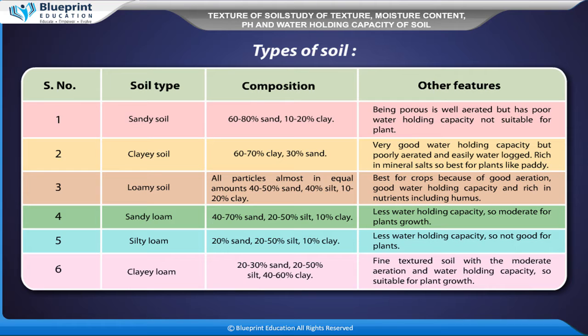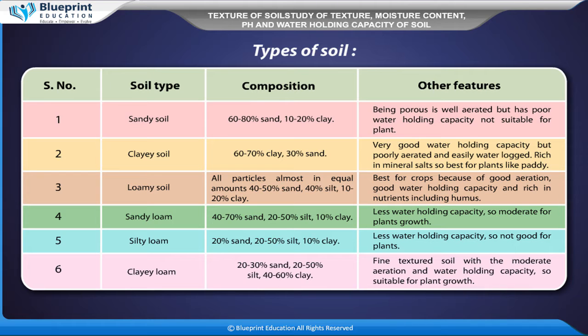Loamy soil, all particles almost in equal amounts, 40 to 50% sand, 40% silt, 10 to 20% clay. Best for crops because of good aeration, good water holding capacity, and rich in nutrients including humus. Sandy loam, 40 to 70% sand, 20 to 50% silt, 10% clay. Less water holding capacity, so moderate for plants' growth.